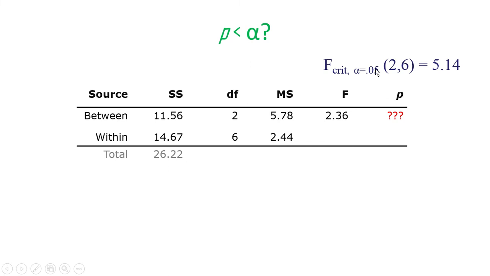the p is not less than 0.05 because F critical was 5.14 and F observed is not that big. It's always bigger is better with F. You find an F critical, and if you find an F observed that's bigger than that, then p is less than alpha. You reject the null hypothesis. So it's not less than alpha here, so we fail to reject this null hypothesis.